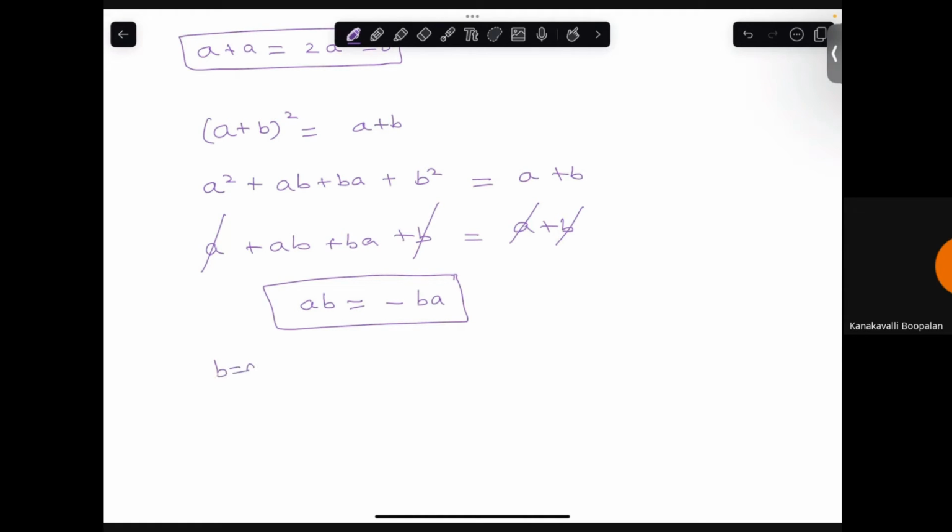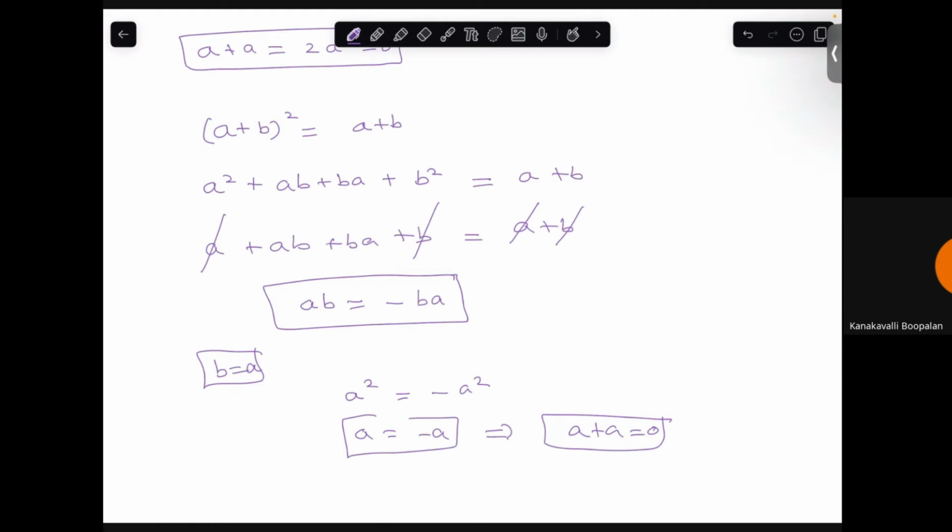Now set B equal to A. Set B equal to A. The moment you are setting B equal to A, what happens? A squared equal to minus A squared, which is A equal to minus A, which is the same as saying A plus A equal to 0. Right? But this is one of the beautiful things. A equal to minus A. Now it is giving back to this.